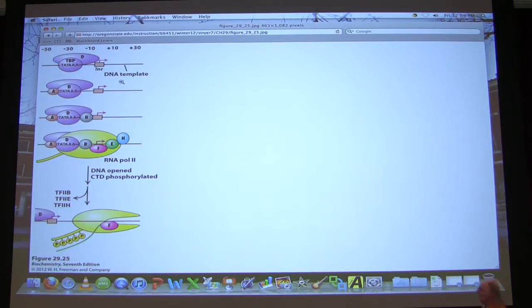Okay? Now, one of the things that you'll notice in the process of this is that there is something called the CTD phosphorylated. The CTD is this thing right here, and CTD stands for the carboxy terminal domain. That's the carboxyl end of the RNA polymerase. In order for transcription to proceed, that phosphorylation has to happen. So the RNA polymerase must be phosphorylated in order for the RNA polymerase to move forwards, and it moves forwards as you see here.